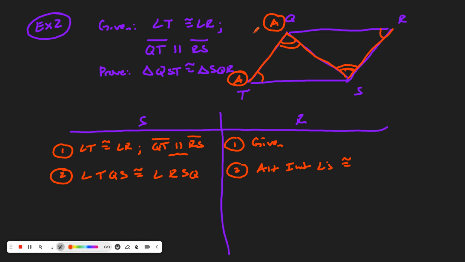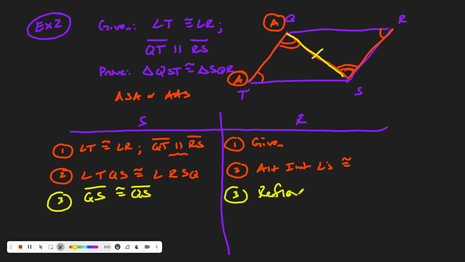So again, of my 5 ways, no HL, because there's no right angles. Side, side, side is gone because it involves 2 angles. Side, angle, side is gone. So now it's either going to be angle, side, angle or angle, angle, side, right? Well, if I look at this picture, look at how these 2 triangles touch. They share QS. QS is going to be congruent to itself by the reflexive property. Segment QS is congruent to segment QS by the reflexive property.